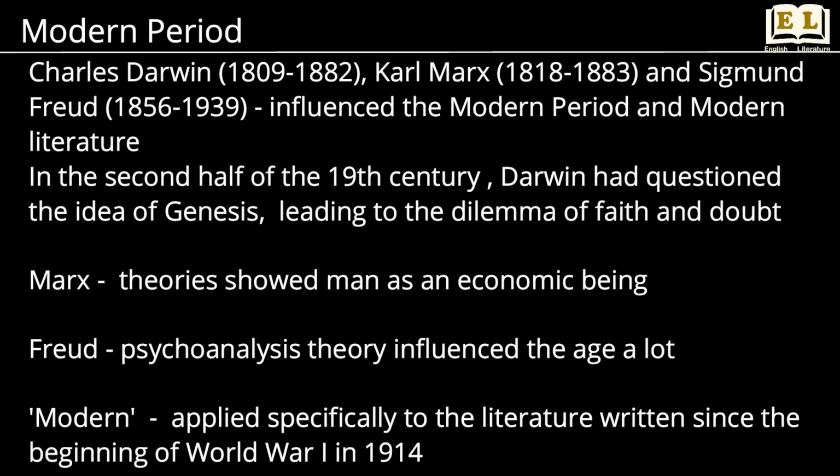Charles Darwin, Karl Marx, and Sigmund Freud were some of the thinkers who influenced the modern period and modern literature. In the second half of the 19th century, Darwin had questioned the idea of Genesis, leading to the dilemma of faith and doubt. Marx's theories showed man as an economic being. Freud's psychoanalysis theory influenced the age a lot.